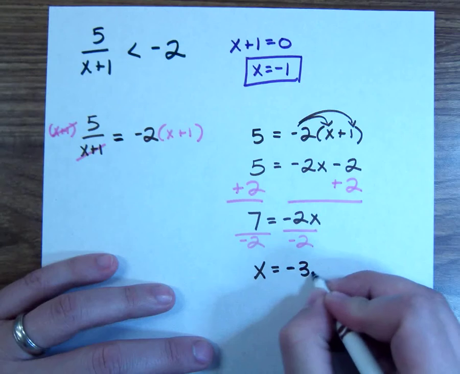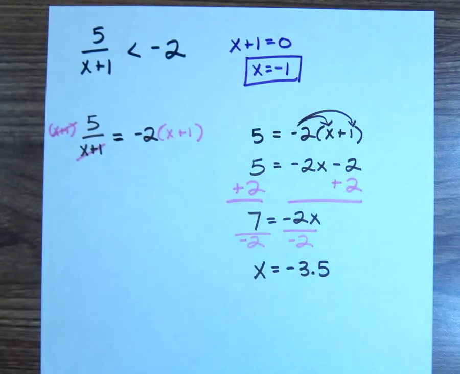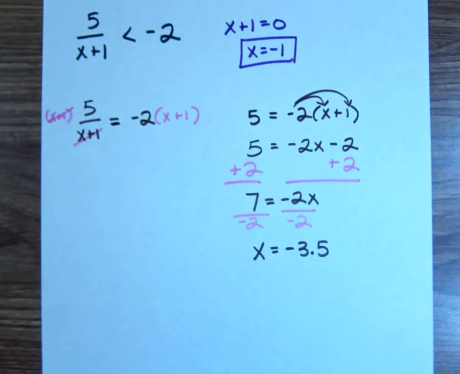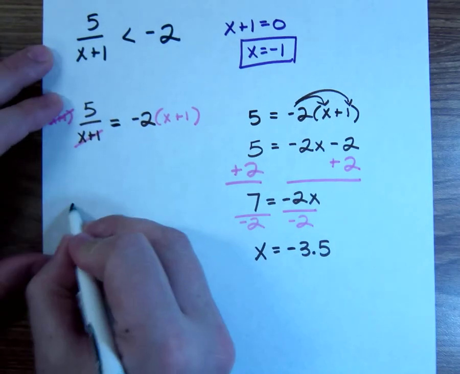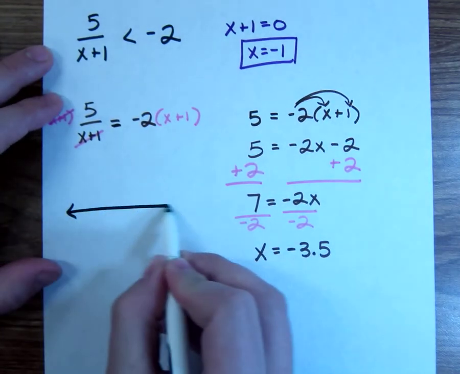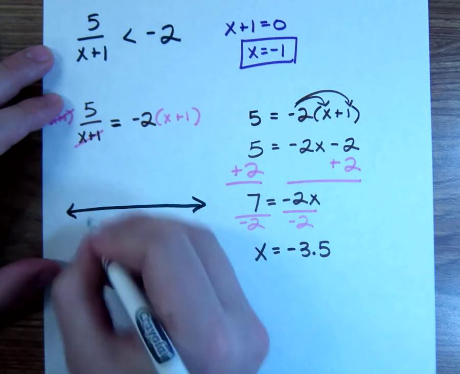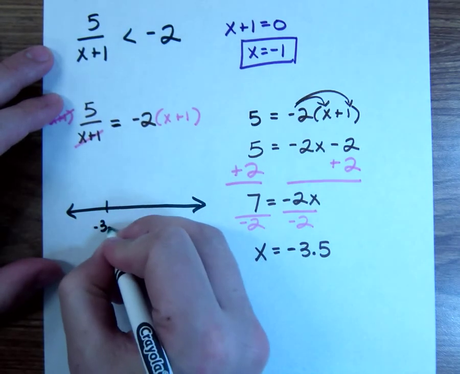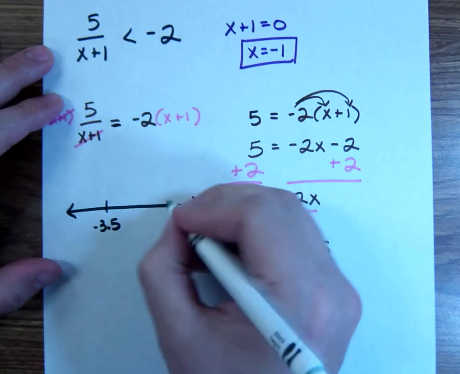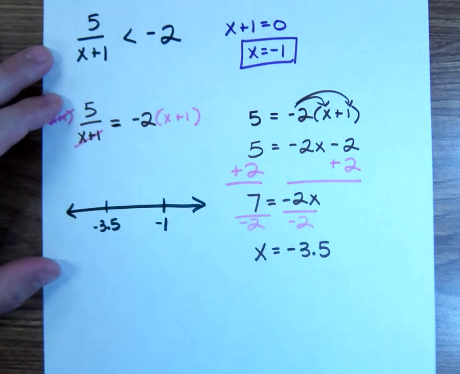Leaving it as negative 7 halves is fine. I'm actually going to write the answer as a decimal because we are going to have to pick points on the number line in between these two numbers, and I think it's easier to think about negative 3.5 and where that is on a number line than it is to think about negative 7 halves. It's one of the few times when I prefer decimals to fractions. So on the number line, negative 3.5 will be one of the points, and negative 1 will be one of them.